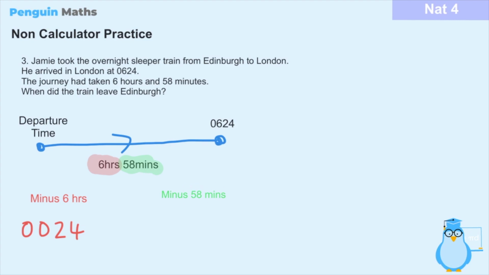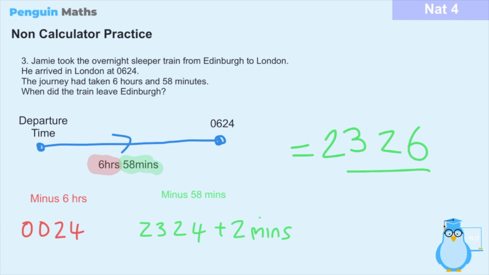So if we subtract a full hour but then add 2 minutes back on, then that will give us our answer. So if we take away an hour from 24 minutes past 12, that's going to give us, in 24 hour time, 24 minutes past 11. But then if we add 2 minutes onto this time, this will give us the correct answer, which would be equal to 23:26, which is the same thing as 11:26 PM. So that would be the time that the train left Edinburgh to depart to go to London.